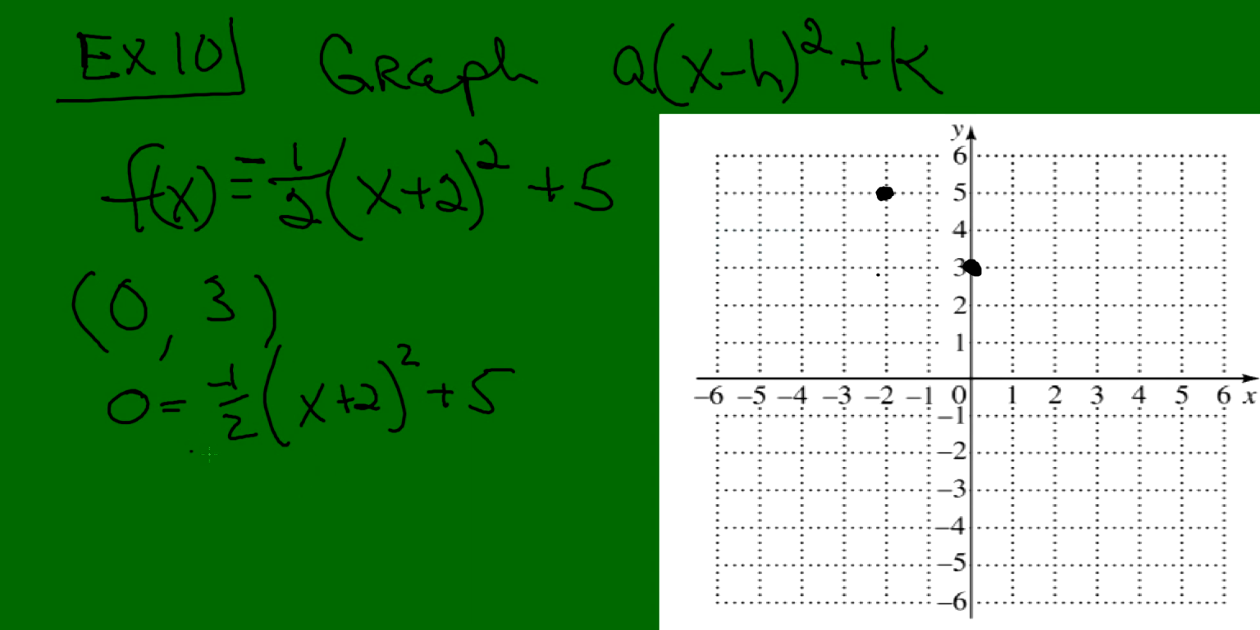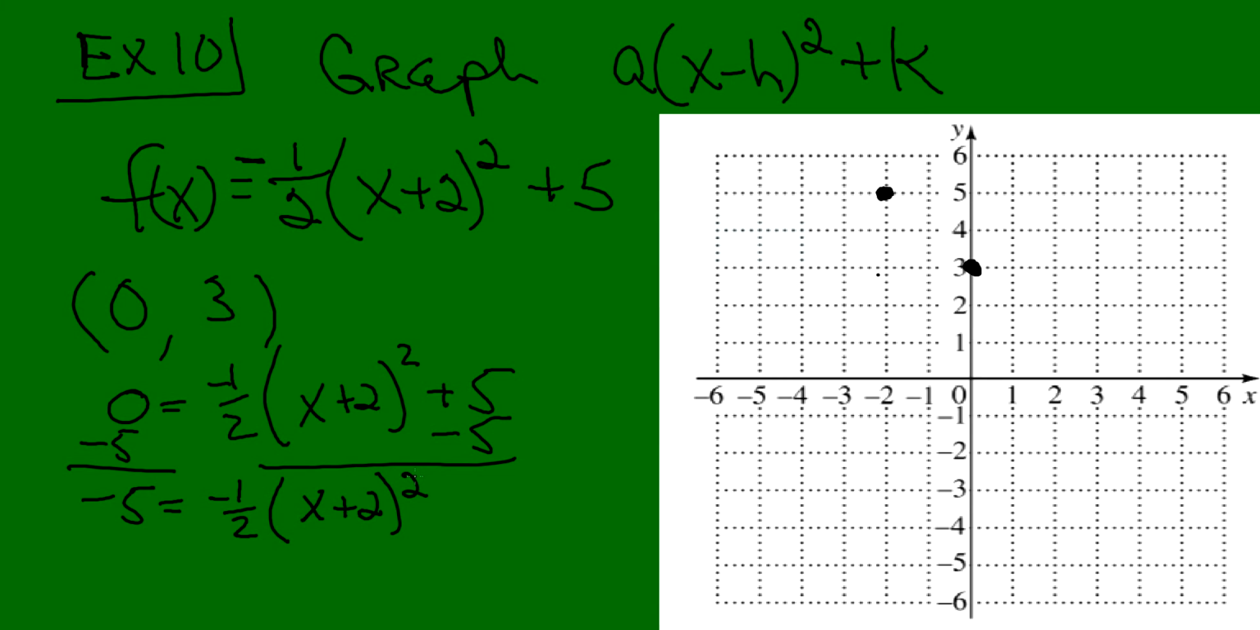If I'm going to solve for x here, the first thing I'm going to do is subtract 5 from both sides. We do have a fraction in it, though. I could have cleared that fraction out, but that's okay. I'll do it on the next step. So it's going to be negative 5 equals negative 1/2 times x plus 2 squared.